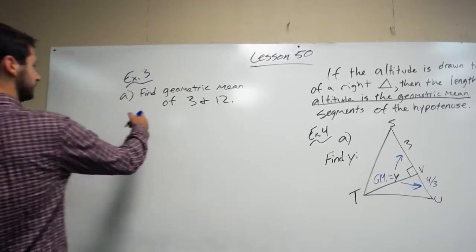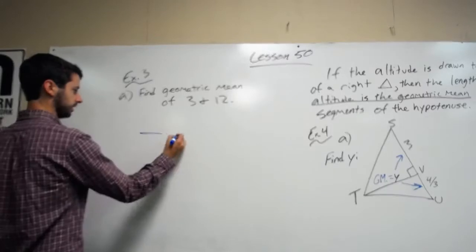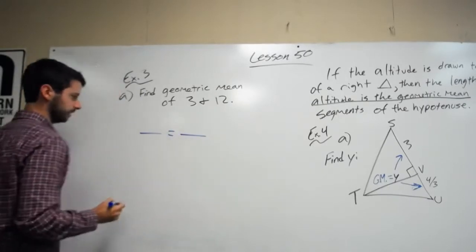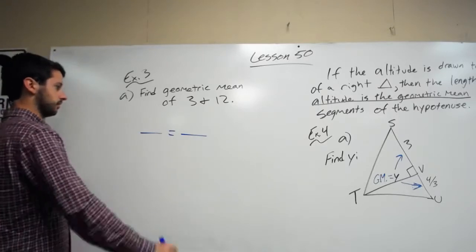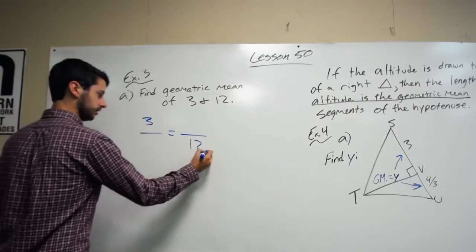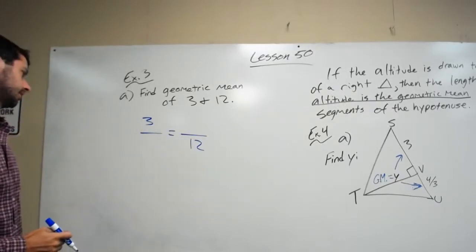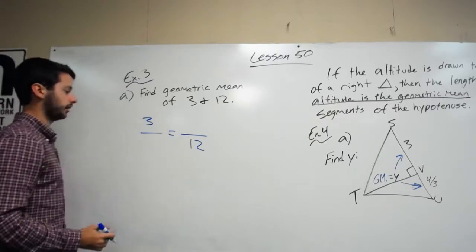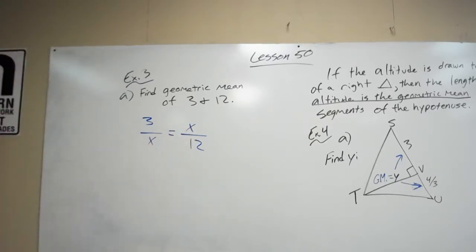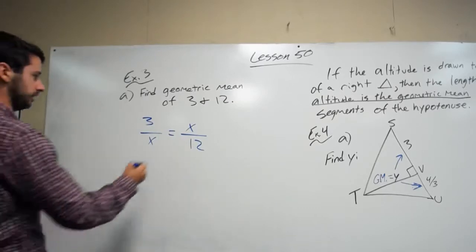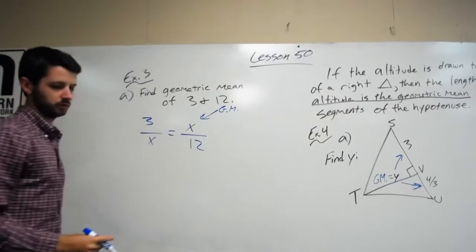If it says find the geometric mean between 3 and 12, what that means is we're going to set up, not a proportion, but two fractions here. I'm going to put 3 and 12 on opposite spots, diagonal from each other. In the other blank, I will put my variable. So x is the geometric mean in both of them.